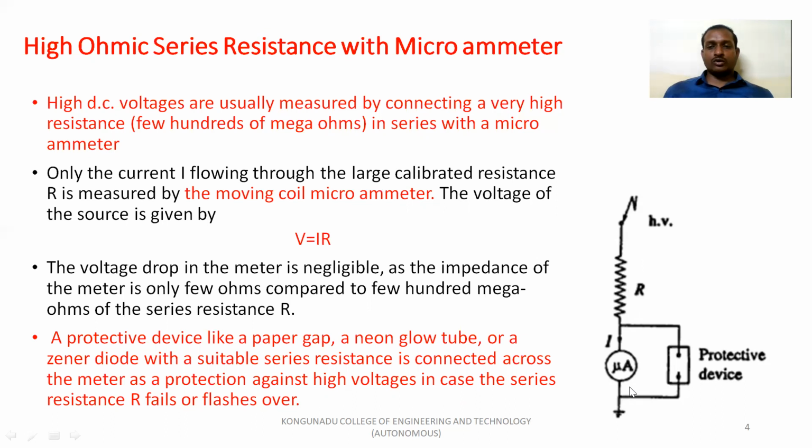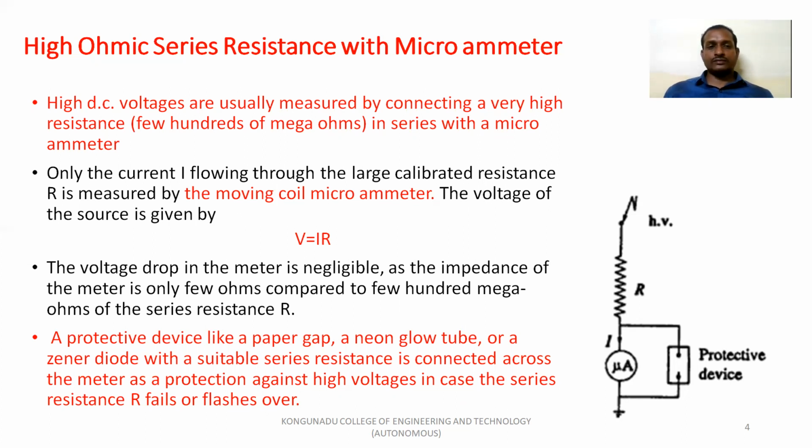Here, microammeter is the micrometer. We are going to measure the current flowing through the resistor R. Only the current I flowing through the large calibrated resistor R is measured by the moving coil micrometer. This ammeter is of the moving coil type. The voltage of the source is given by V equal to IR, using Ohm's law. So, we measure the current I, and we already know the resistance value. The product of I and R gives the high voltage value.